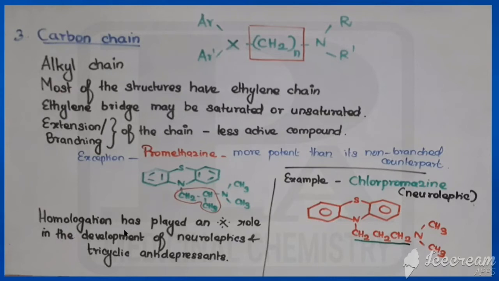Homologation has played an important role in the development of neuroleptics and tricyclic antidepressants. For example, look at the structure of chlorpromazine, the same as that of promethazine, but here it has a straight chain, that is homologation. So it has homologation and this one acts as a neuroleptic. This would be the structure for chlorpromazine.